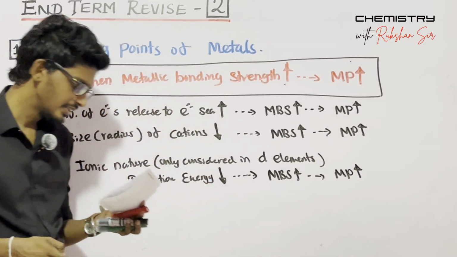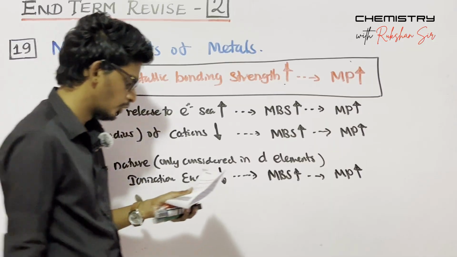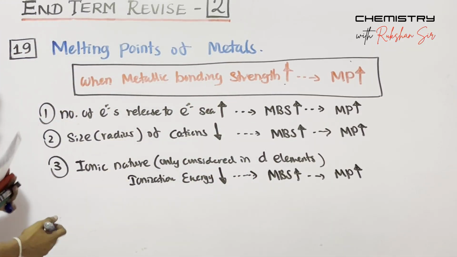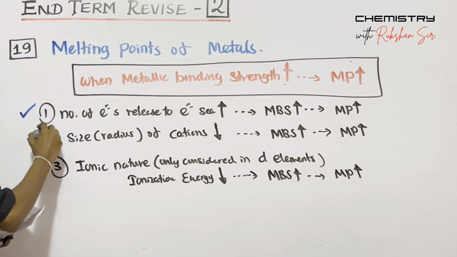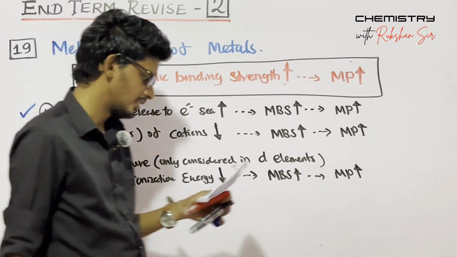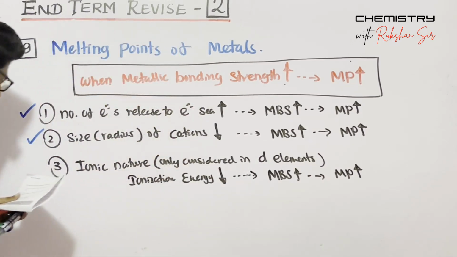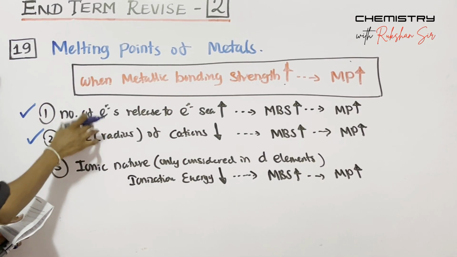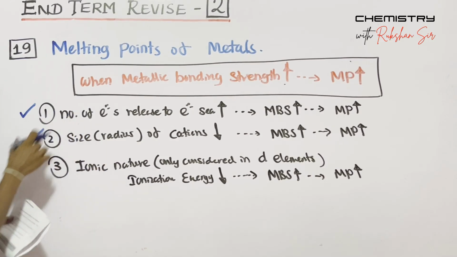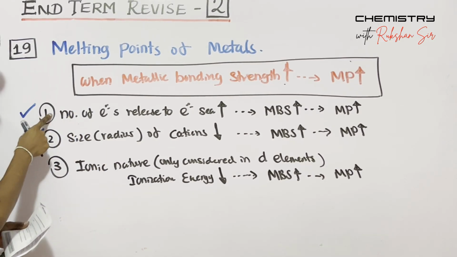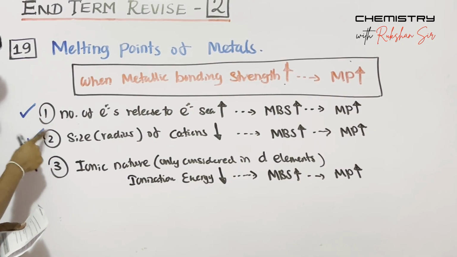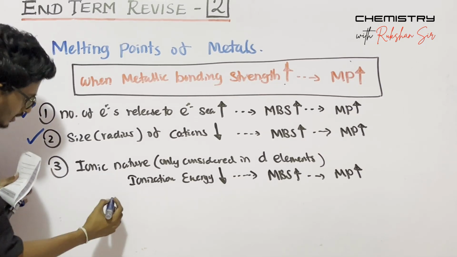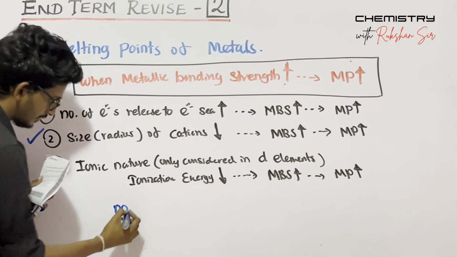So let's consider the three here: lithium, sodium, and calcium. No d block elements are appearing, so we need to look at the first two factors. First consideration is the number of electrons released to the electron sea. If we are unable to come up with the answer from this one, we consider the next one. If we are still unable to come up with the answer, we go for the last one.